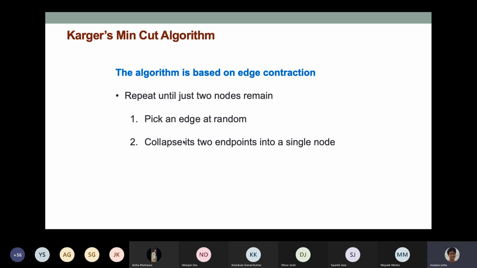So we will now look into one of the min cut algorithms, how min cut works. It is called Karger's min cut algorithm. It is based on edge contraction. So what does edge contraction mean? We will repeat this algorithm until just two nodes remain. So in each of the groups, until two nodes remain, we will keep on cutting down the graph. So how will we start? We will pick an edge at random and collapse.